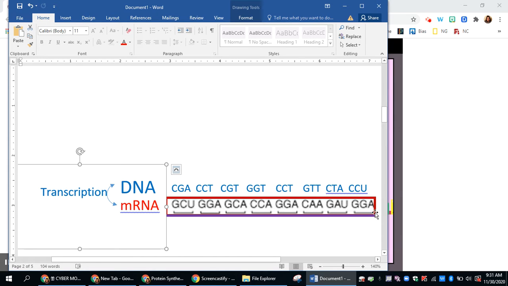So the first thing you're going to do is write the complementary strand to the DNA molecule, which are your mRNA codons. So if we read these three at a time, that's what we call codons. And this process here is called transcription.